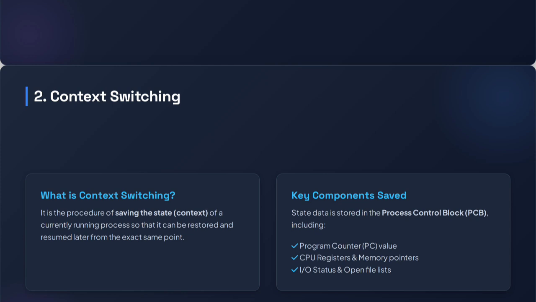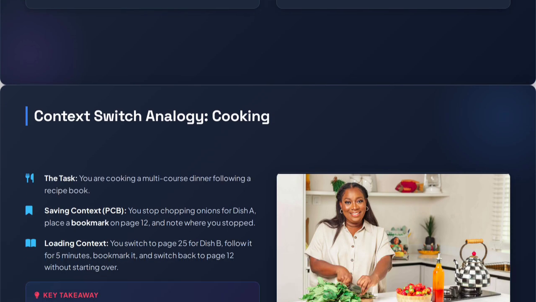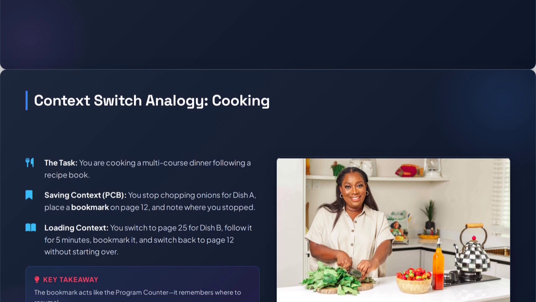Third, execution resumes from where the second process was last paused. A note: context switching increases CPU overhead because the system spends time saving and loading data without doing actual useful processing. Then next, a real life example of context switching.